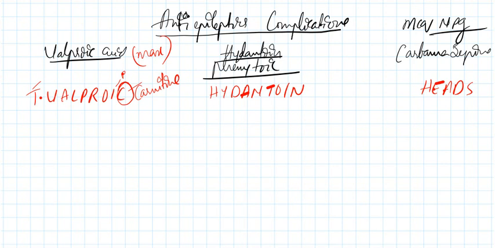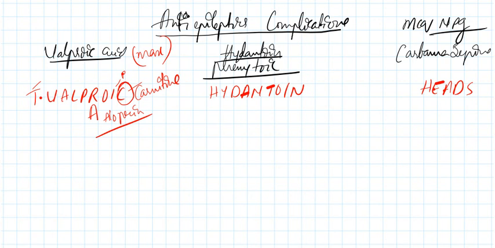And finally, valproic acid, A for alopecia. This drug also causes alopecia. Those are the side effects of valproic acid. Now coming to hydantoin. Hydantoin is very much important, right? Don't neglect the side effects of anti-epileptics. It is always an MCQ, right?